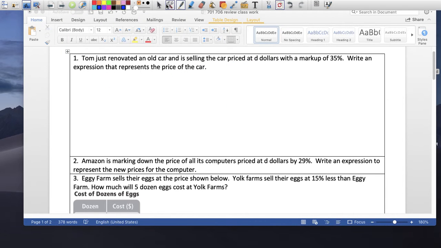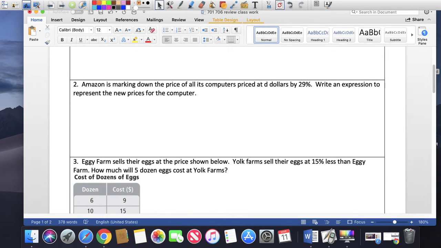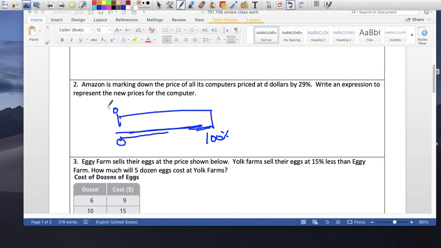Okay. Number two, Amazon is marking down the price of all these computers. So here is $0, and here's the current price of all the computers at 100% of its value. If you take 29% off, the price is going to be deducted, and it's going to come down to 71% of the value. So you're still responsible for this price. This was the original price of the computers. Now it's a little bit less. To calculate that, you would multiply D times 0.71, and that's the expression I'm looking for.